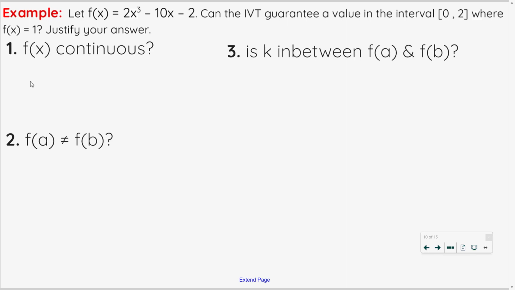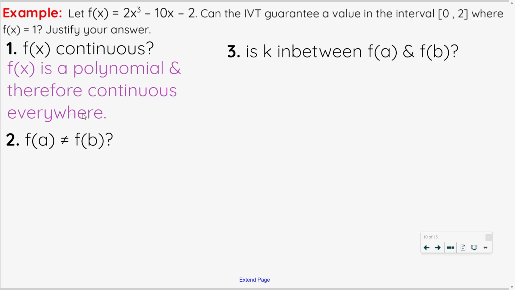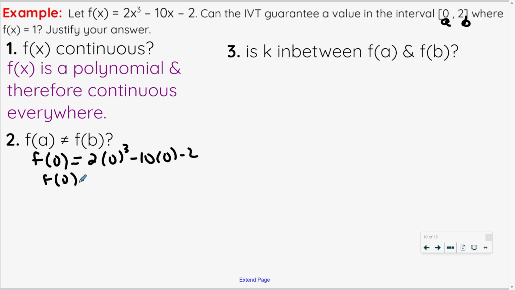Okay, so let's go through our three requirements. Number 1, is f of x continuous? f of x is a polynomial. Polynomials are continuous everywhere, so I'm good there. Let's figure out what f of a and f of b are. These are my a and my b values. So f of a, that would be f of 0. Replace x with 0, number crunch that out, and I get -2.